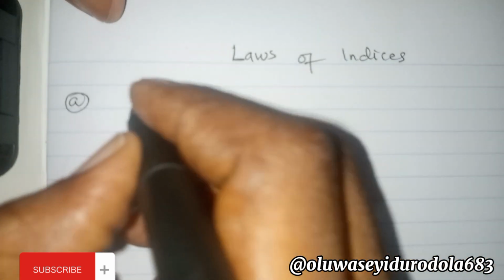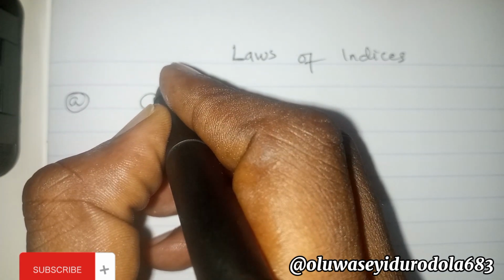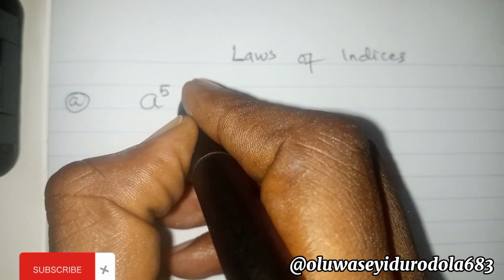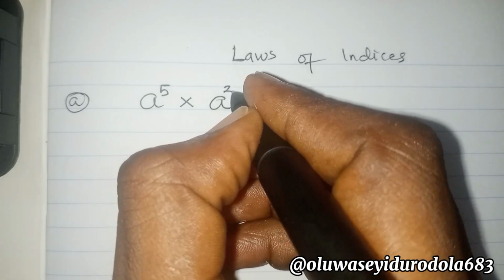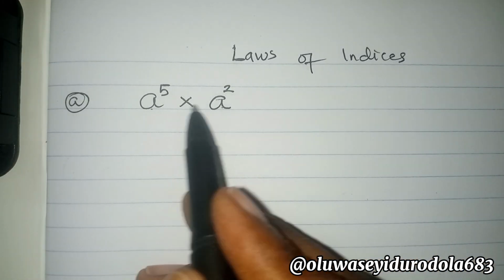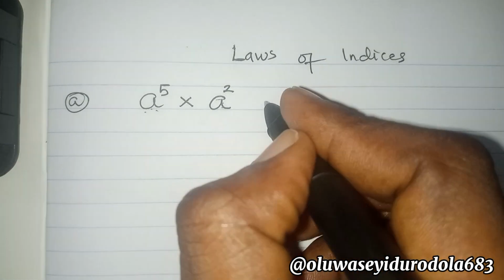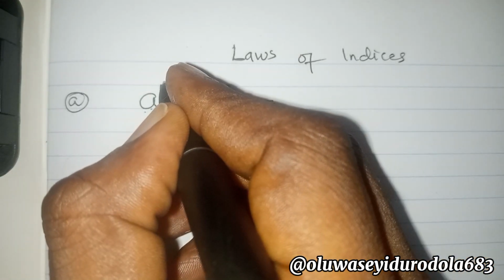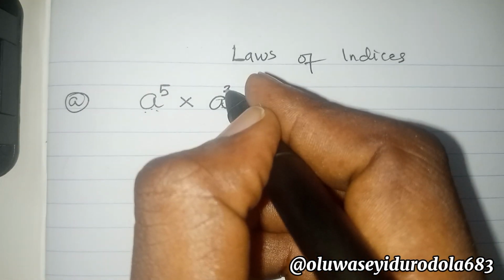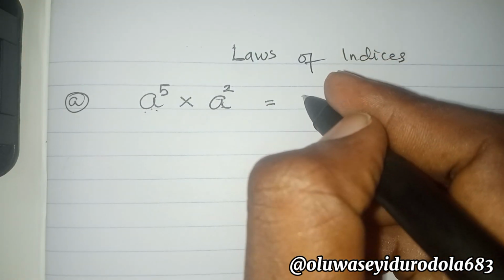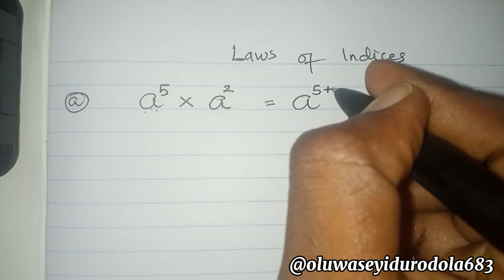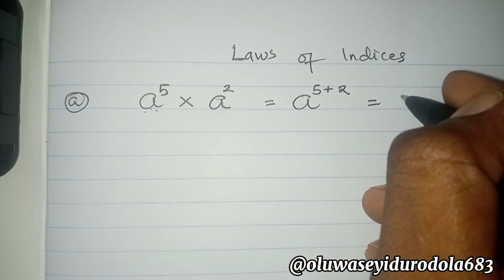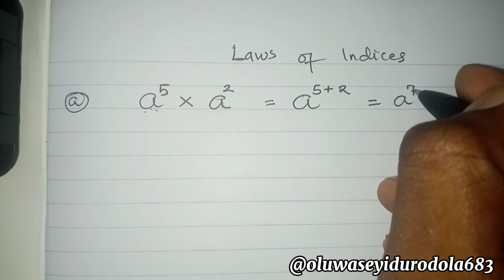The first law says that if two expressions with the same base multiply one another, what you do is you add their powers together. So you have a raised to the power 5 plus 2. You are going to have a raised to the power 7.